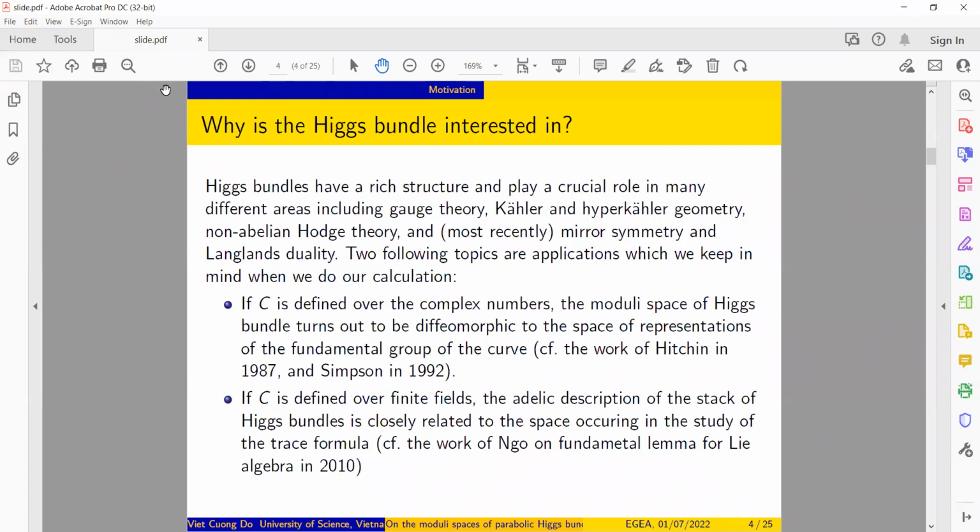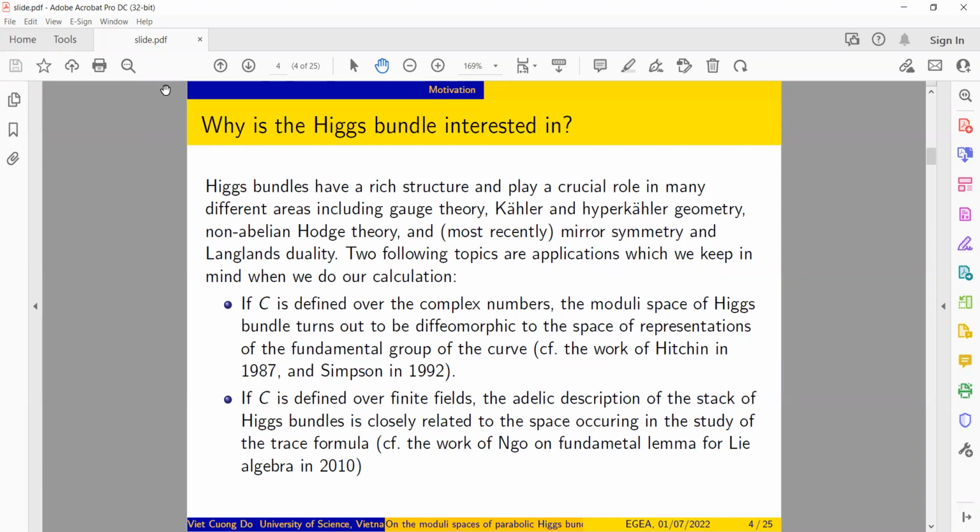In the next slide, I will try to convince you that the Higgs bundle is very interesting. Why? Because Higgs bundles have a rich structure and play a crucial role in many different areas of mathematics, including gauge theory, Kähler and hyperkähler geometry, non-abelian Hodge theory, and most recently mirror symmetry and Langlands duality. In fact, I know some of the names of these theories, but almost all of them I don't know in depth.